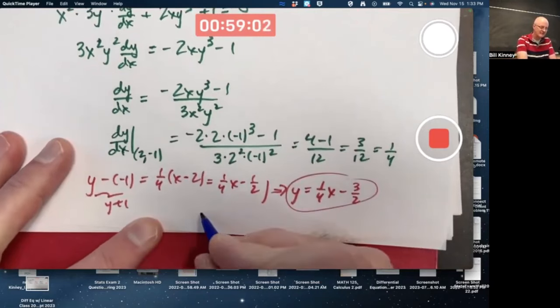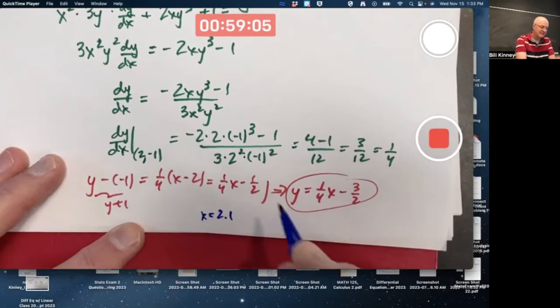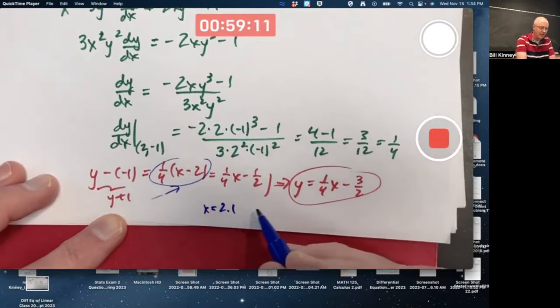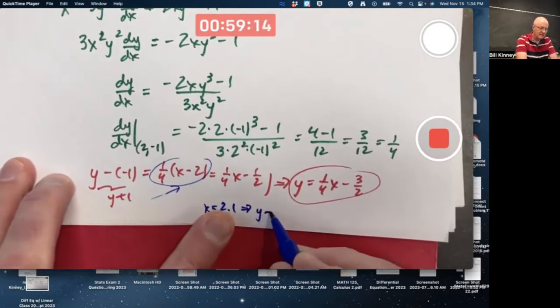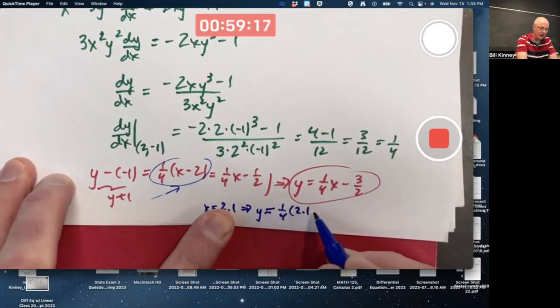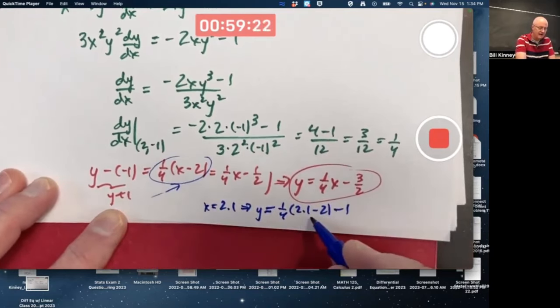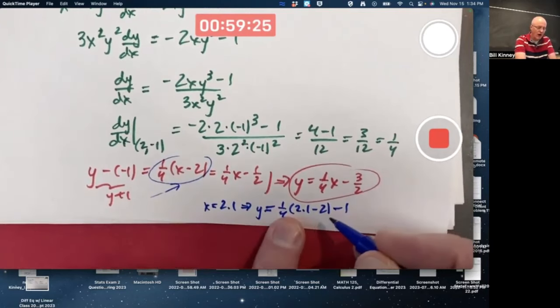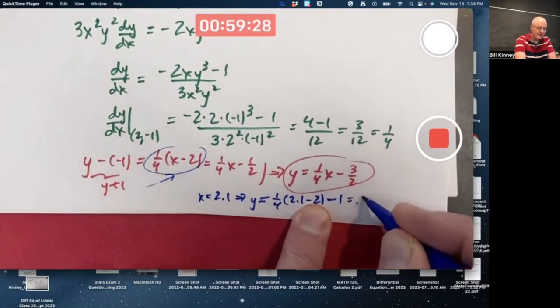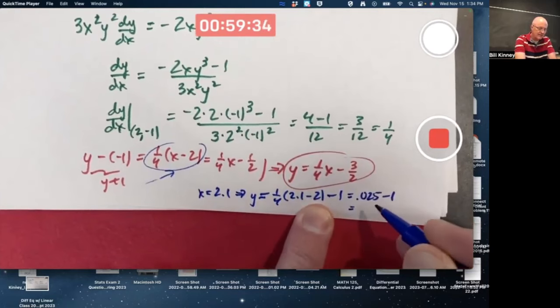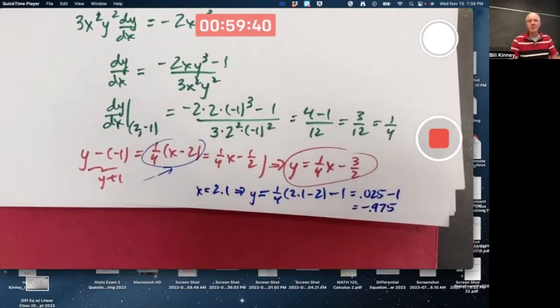For example, if x is 2.1, what is y? It's actually better to use this form of it, with 1 subtracted, say. When x is 2.1, y is approximately 1/4 times 2.1 minus 2, and then minus 1, because I'm subtracting 1 from both sides. That's 0.25 times 0.1, which is 0.025. So if I have not made a mistake, this would be -0.975. Is your approximation for the y coordinate of a point on the curve when x is 2.1.